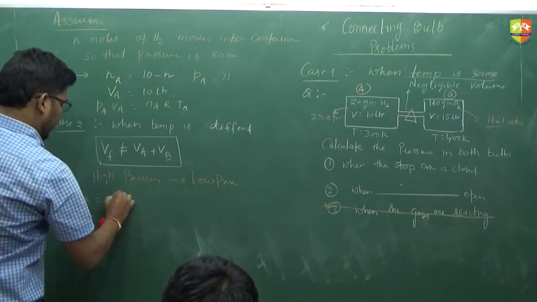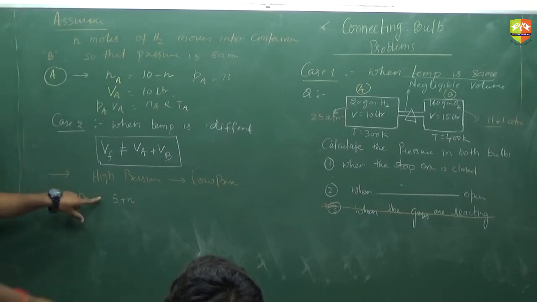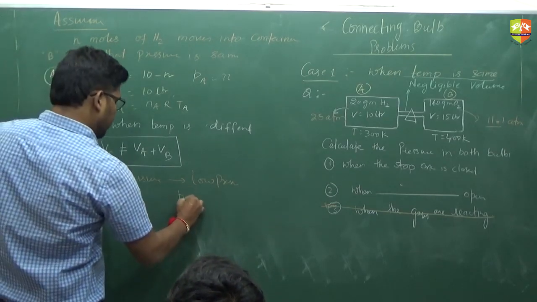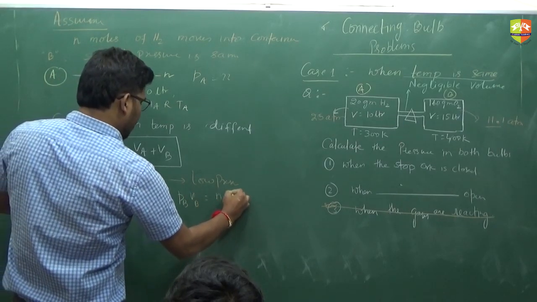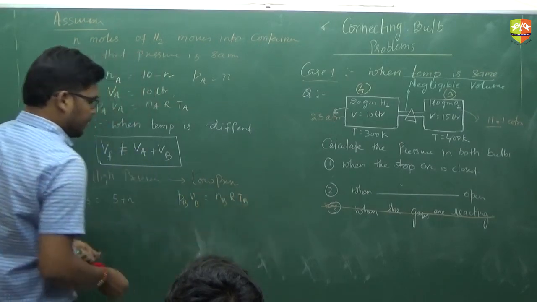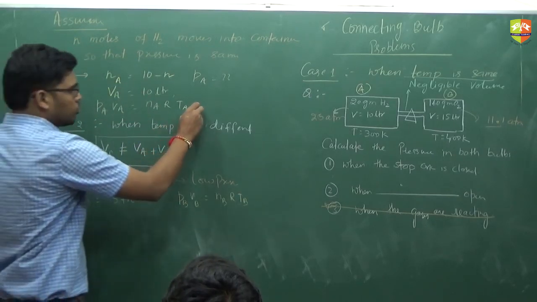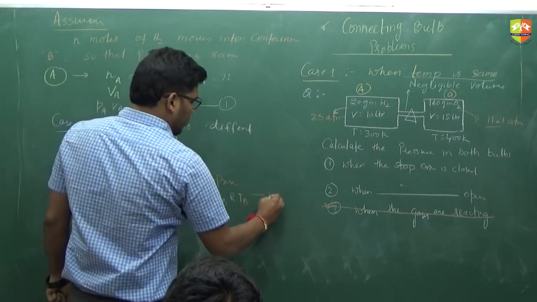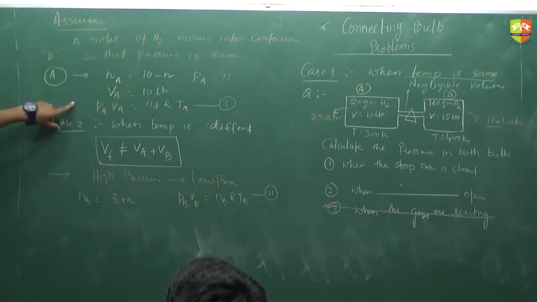Initially it was 5, plus n. So if I write down the equation, that will be PB VB is equal to nB R TB, where TB is the temperature of the bulk B. These two equations you need to solve. So what we do is take the ratio of these two, with PA equal to PB.